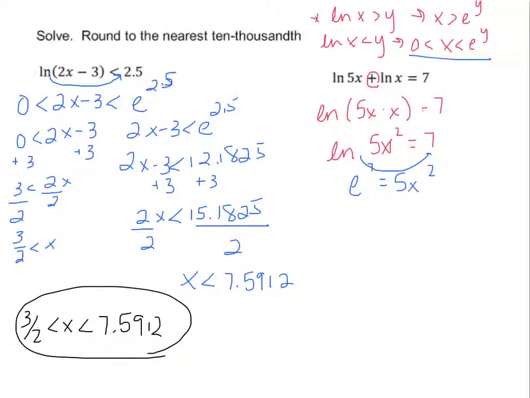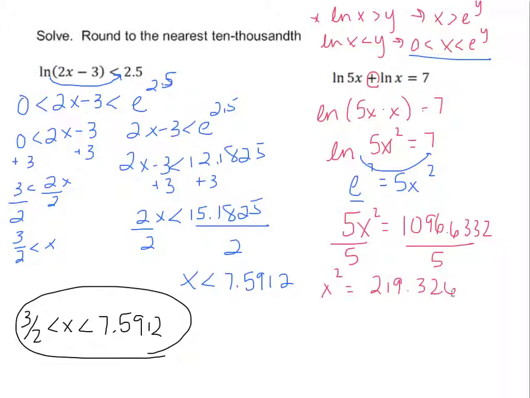And now we just want to get that x squared alone, so we'll start with figuring out what e to the 7th is. So we would have 5x squared is equal to 1096.6332. Divide both sides by 5. We get x squared is equal to 219.3266, and then take the square root of it. Remember, when we take the square root of it, we do get plus or minus, so plus or minus 14.8097.